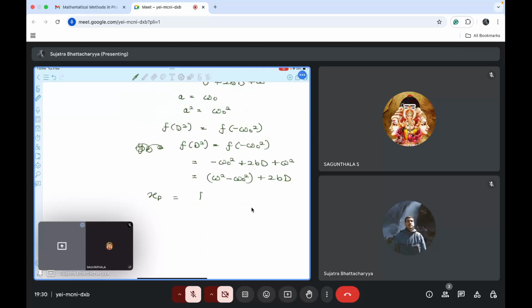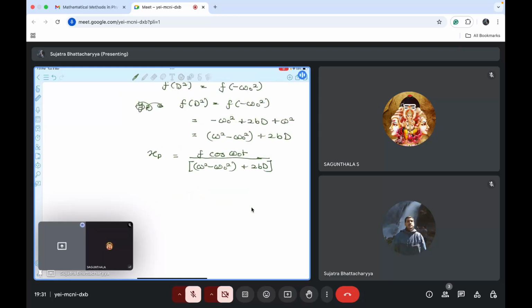becomes f of cos of omega naught t divided by omega square minus omega naught square plus 2b d. But in any case, we need a d square in the denominator. That is how we should proceed.